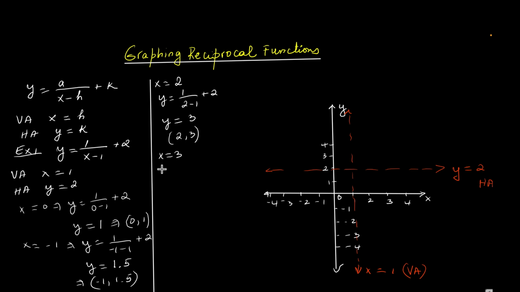X equals 3. Y equals 1 over 3 minus 1 plus 2. That is 1 over 2 plus 2. That is 1 half plus 2. That equals 2.5. The point is 3, 2.5.